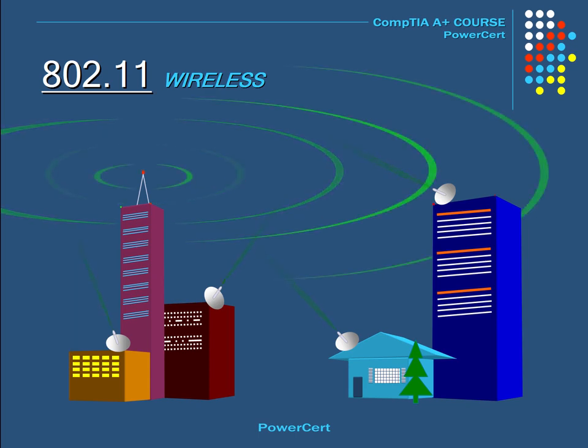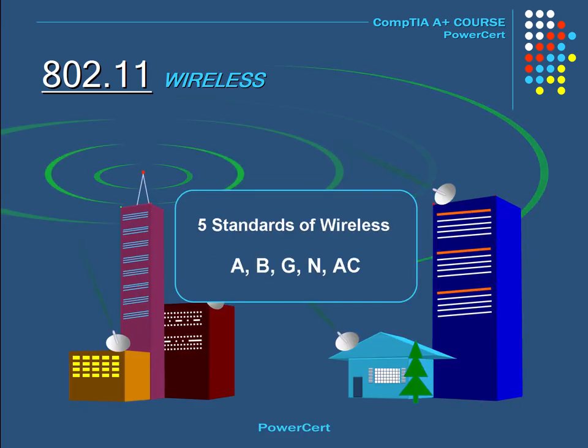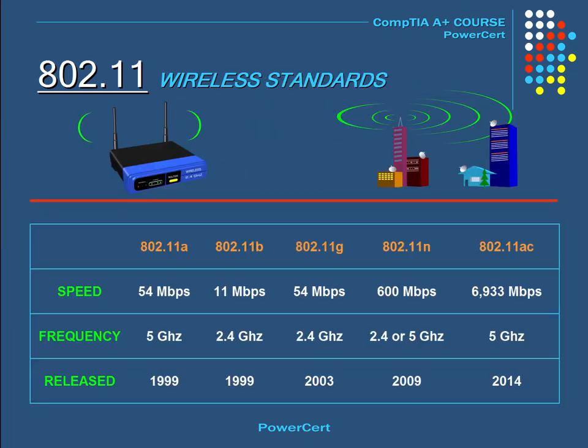Wireless technology is becoming more and more popular, and today there are 5 wireless standards. There are the A, B, G, N, and AC standards. And here is a chart of the speed, frequencies, and release year for each one. Starting with the first wireless standard, which is 802.11a, which came out in 1999, and the latest standard is the 802.11ac standard, which was released in 2014.